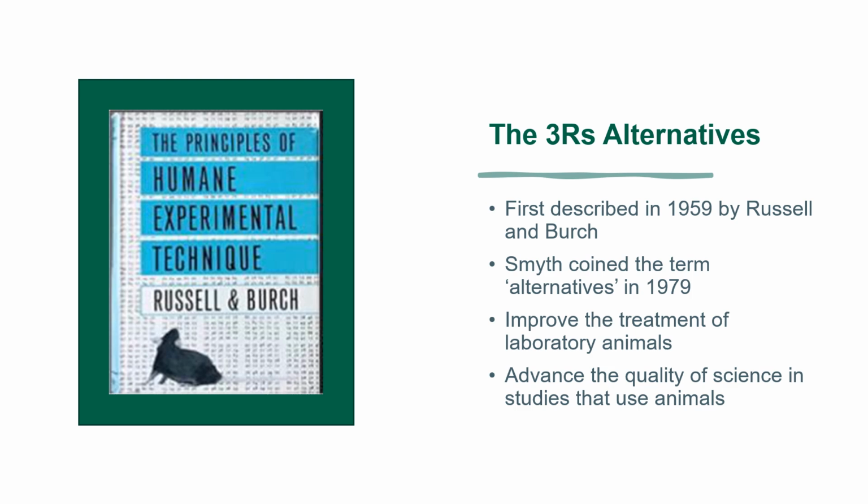In their book, The Principles of Humane Experimental Technique, they proposed ideas to improve the treatment of laboratory animals while advancing the quality of science in animal studies. They introduced and defined the terms replacement, reduction, and refinement, now known as alternative methods for minimizing the potential for animal pain and distress in research.